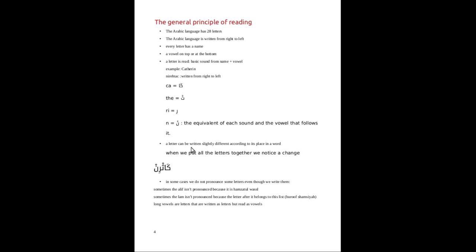A letter can be written slightly different according to its place in a word. For example, in English, the O is written the same as if it's written at the end of the word. In Arabic, it's slightly different, and we will see that. For example, this is an example.